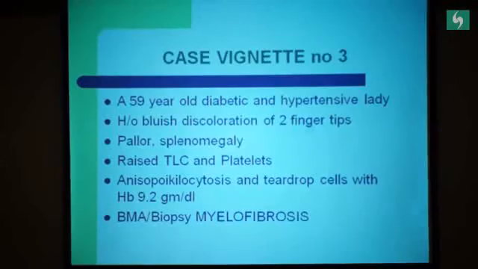After seeing her reports, we said, do you have previous reports? I want to look at previous reports. To my surprise, for a long time, she had been having a high TLC and platelets. Platelets were 15 lakhs when she came in. TLC was about 20,000, 25,000, somewhere in between, I don't remember now. And when we saw the smear properly, hemoglobin was 9.2 and there was anisopoikilosis with teardrop cells.